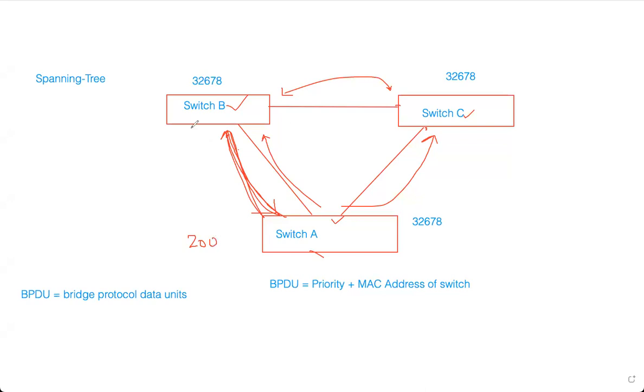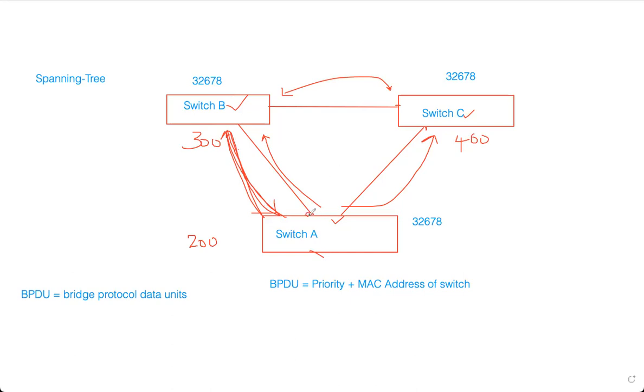And I configured my priority as 300. I configured my priority as 400. Okay, so switch A and switch B will talk, switch A and switch C will talk using these links, and they exchange the BPDUs and they exchange the priorities inside of it, right?